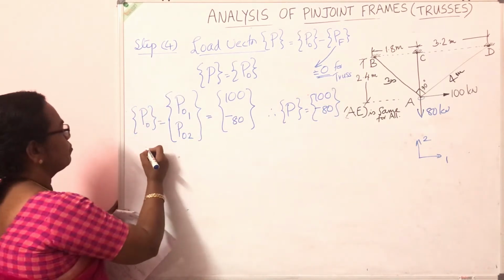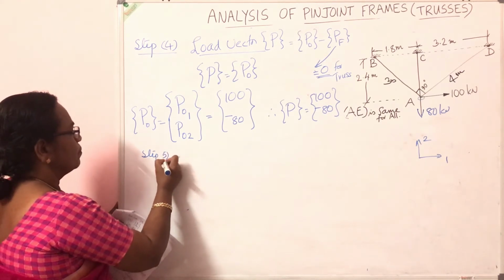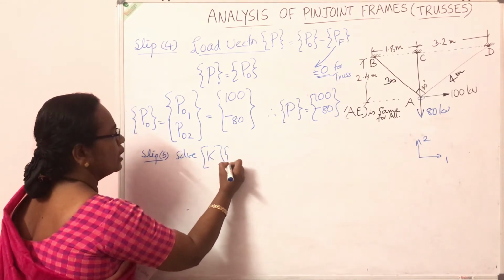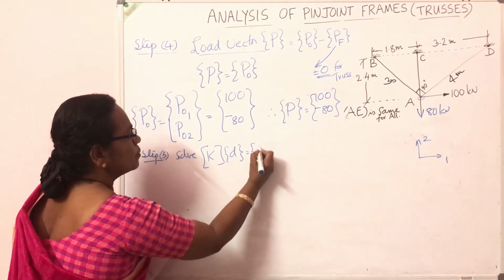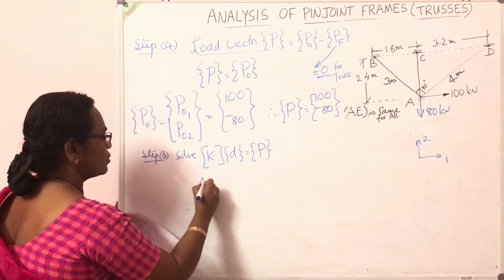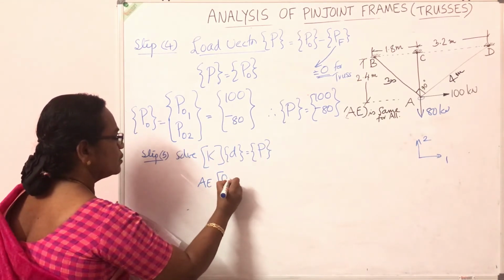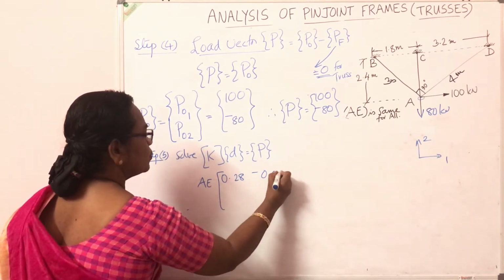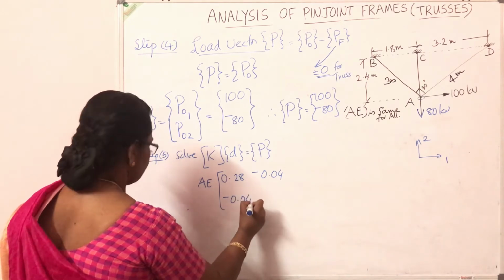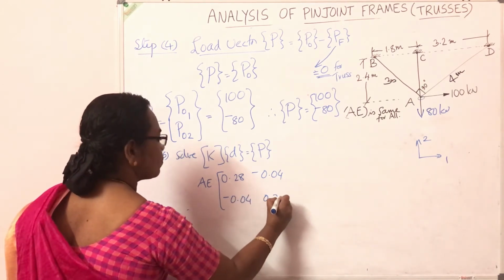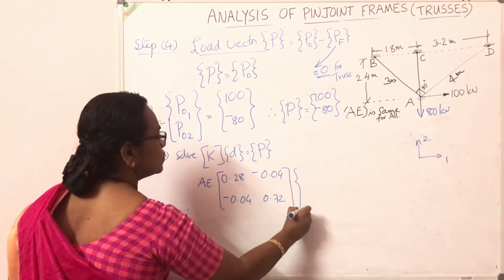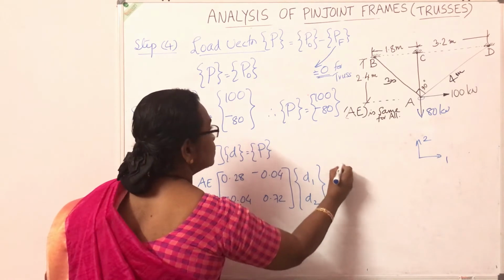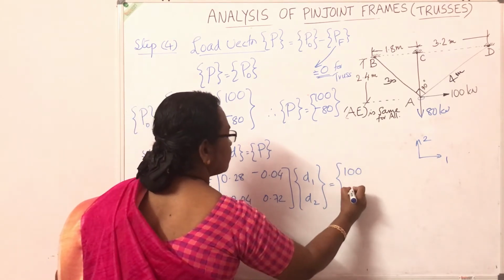Now the next step is step 5. We solve the stiffness equation, K into D is equal to P. So the stiffness matrix we got is AE into 0.28, minus 0.04, minus 0.04, 0.72. That into D1, D2 is equal to 100, minus 80.